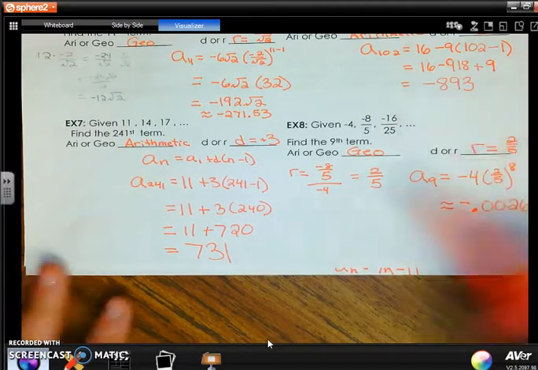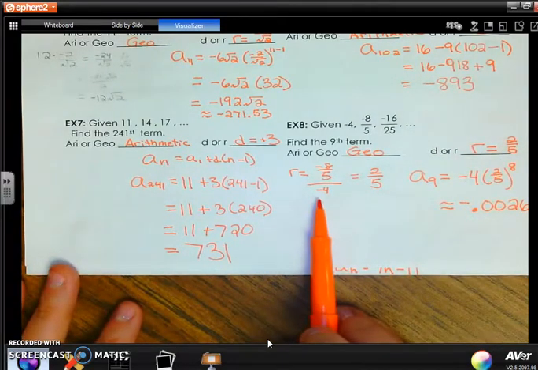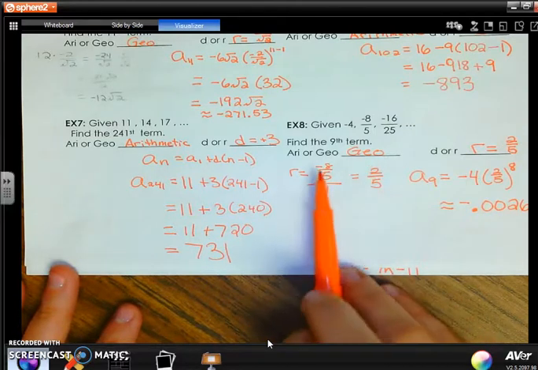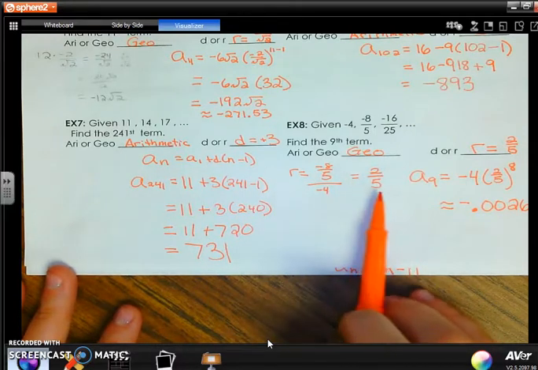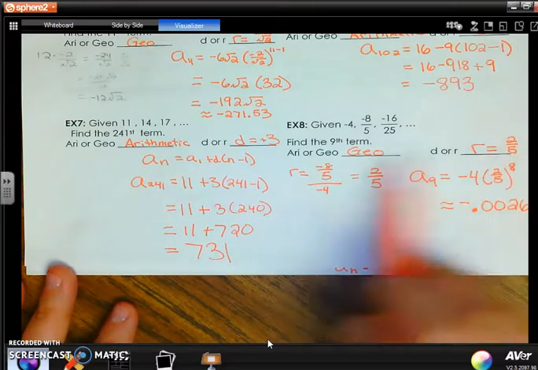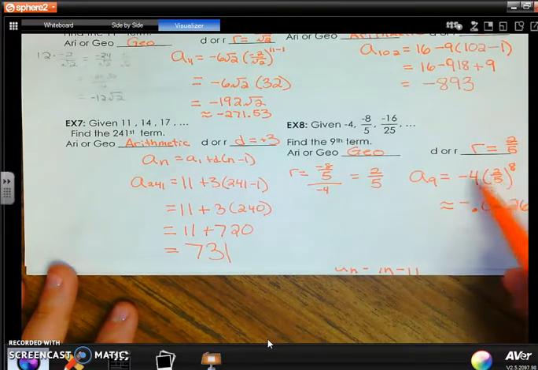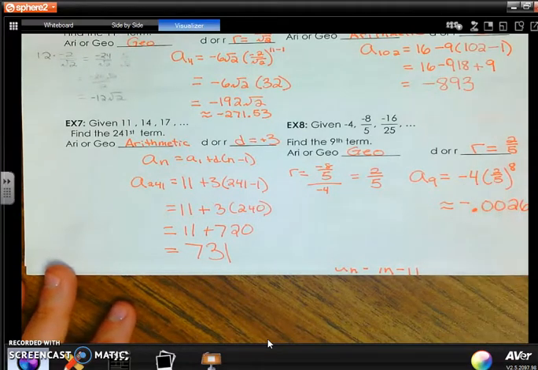So to figure it out, you do the second term divided by the first term. So you could do a little keep change flip there. A negative divided by negative is a positive. So my r value is 2/5 there. Again, geometric means you have an r value. And then I just take that 2/5 and plug it in. Now again, you're going to need your calculator here. You may not multiply those. You have to follow PEMDAS. So it's 2/5 raised to the 8th.